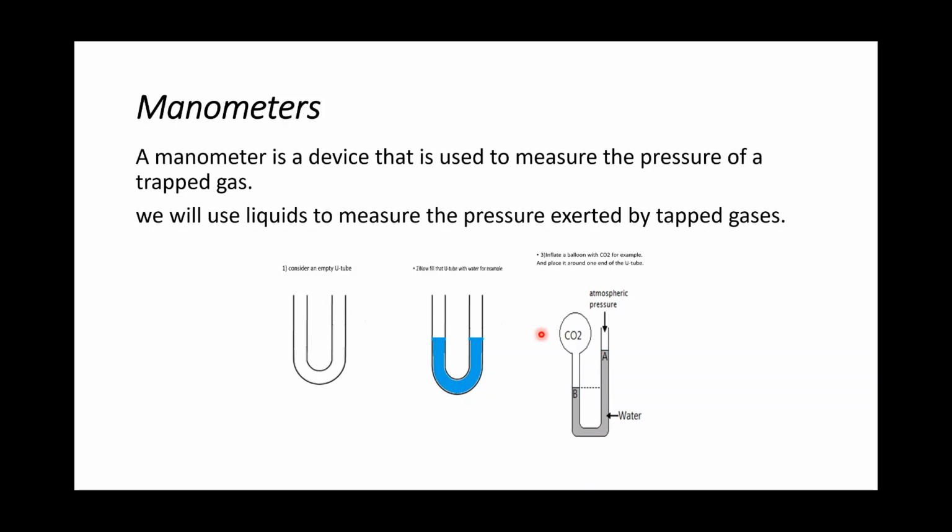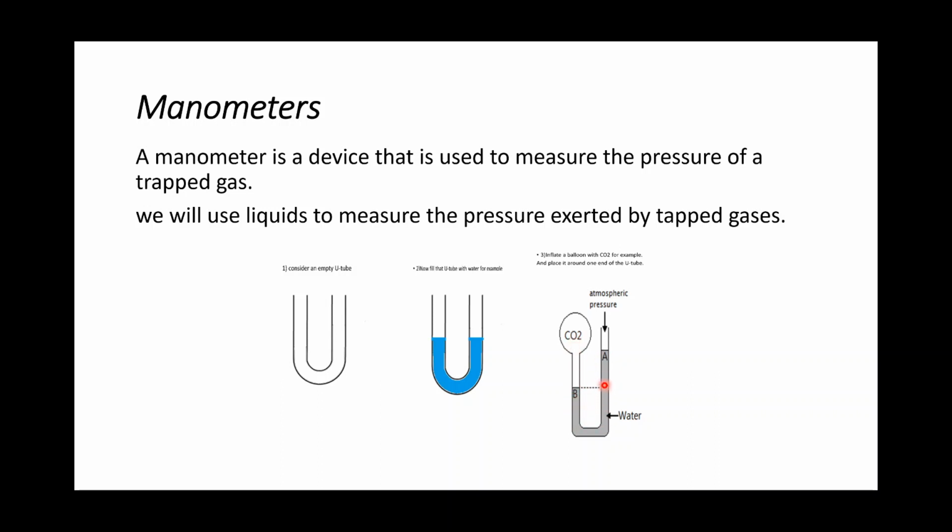To figure out how it works, we get an empty U-tube. We fill it with a liquid of known density, like water, for example. And then let's assume we inflate this balloon with CO2 and place it over here. And as we place it over here, that level will change. It will rise from one end and dip from another end. If such is the case, then take a look at the seesaw.